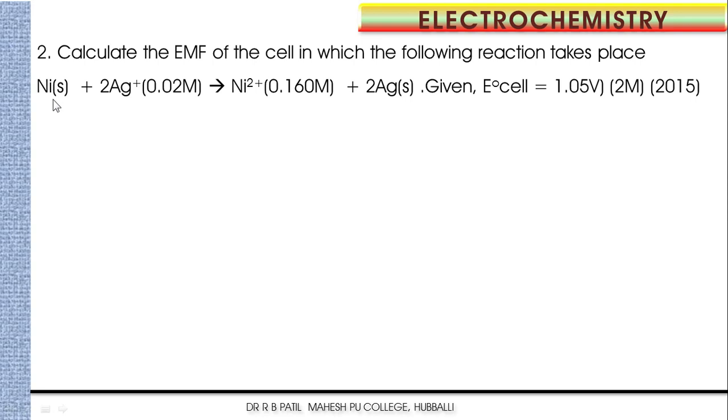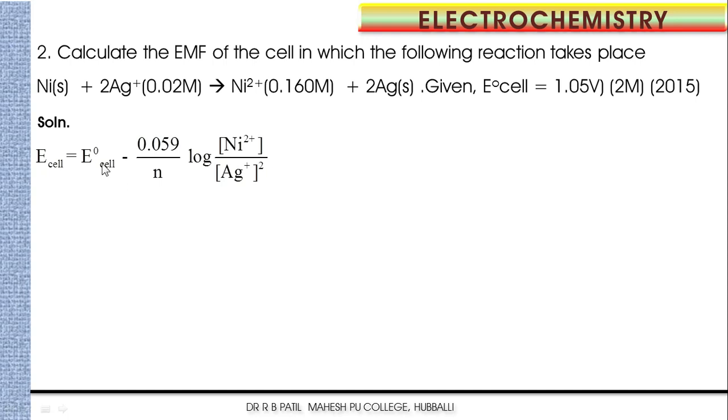In this equation you can see nickel undergoes oxidation and is converted to nickel 2 plus by losing 2 electrons. 2 Ag plus gains 2 electrons and is converted to 2 Ag. Now let us write the next equation. E cell is equal to E naught cell minus 0.0591 divided by n, log of the molar concentration of the product ion, that is nickel 2 plus ion, divided by the molar concentration of the reactant ion, that is Ag plus whole square.